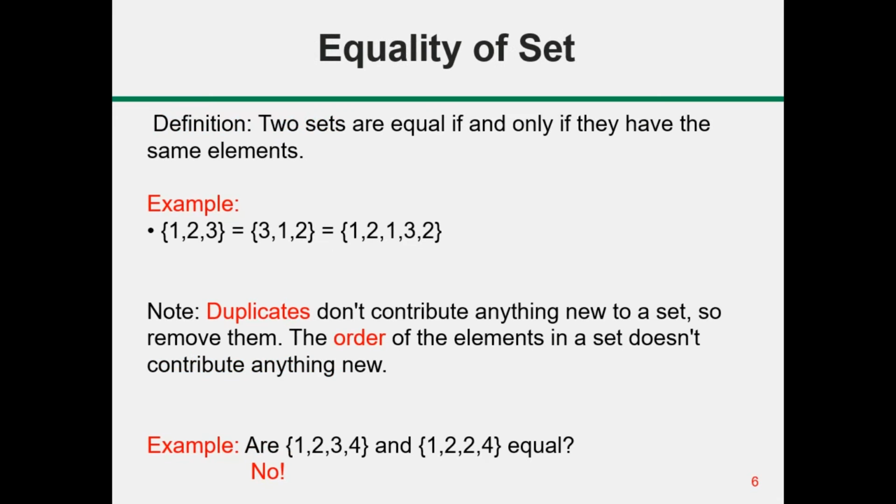Okay, so equality of sets. The definition is that two sets are equal if and only if they have the same elements. For example, {1, 2, 3} and {3, 2, 1} are basically the same thing, right? So you can write {1, 2, 1, 2, 1, 3, 2}. You have to note that duplicates don't contribute anything to a set. Remember that, so remove them. The order of the elements in a set doesn't contribute anything new. For example, are {1, 2, 3, 4} and {1, 2, 2, 4} equal? Absolutely no.